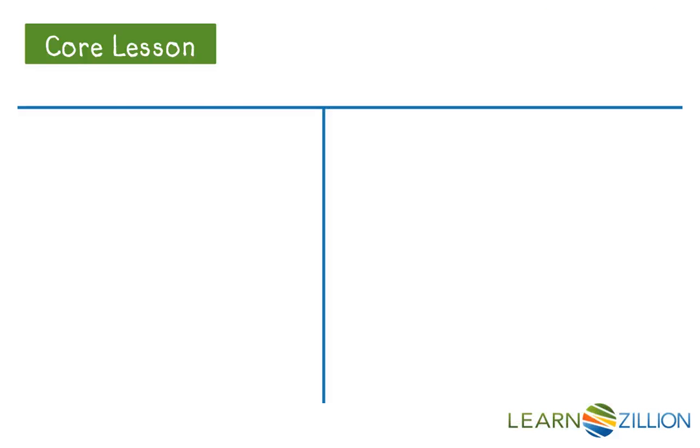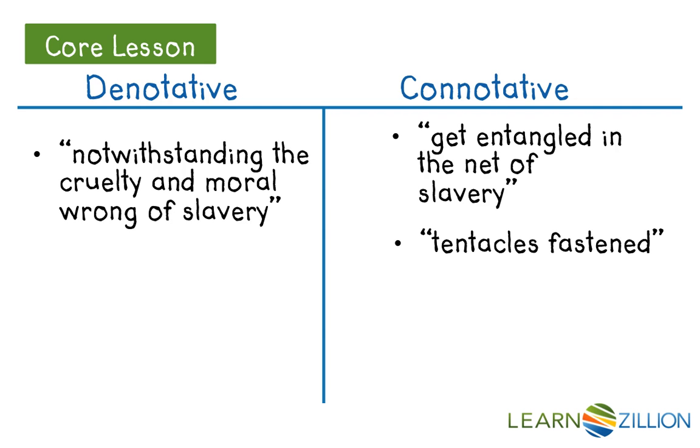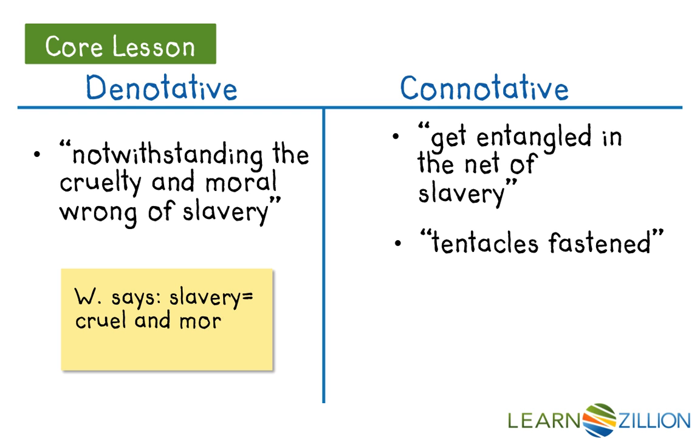Next step is to organize those words I picked out under denotative and connotative. So there they are. Under denotative, I have notwithstanding the cruelty and moral wrong of slavery. And under connotative, I have get entangled in the net of slavery and tentacles fastened. So now I'm just going to summarize each of these in notes to myself to make this easier. So Washington is saying that slavery is cruel and morally wrong for that first quotation.